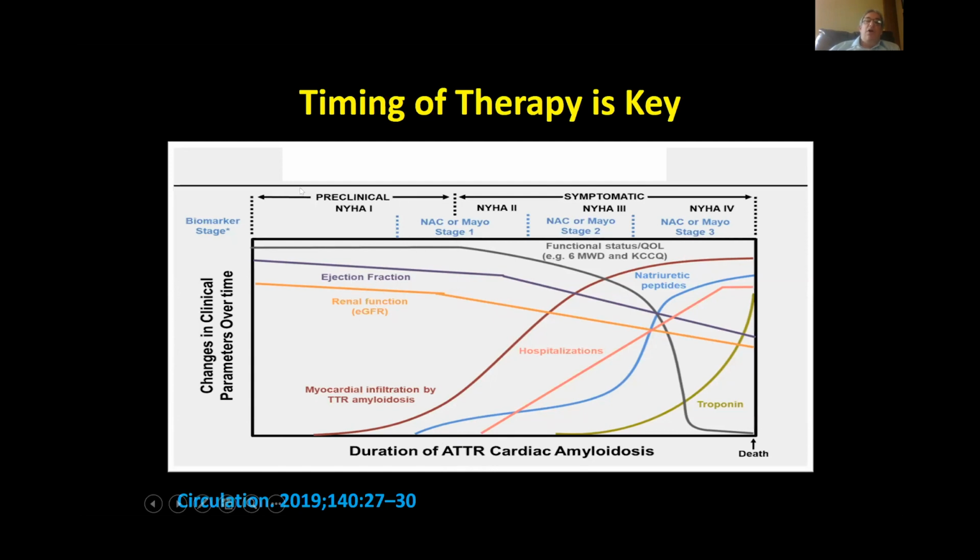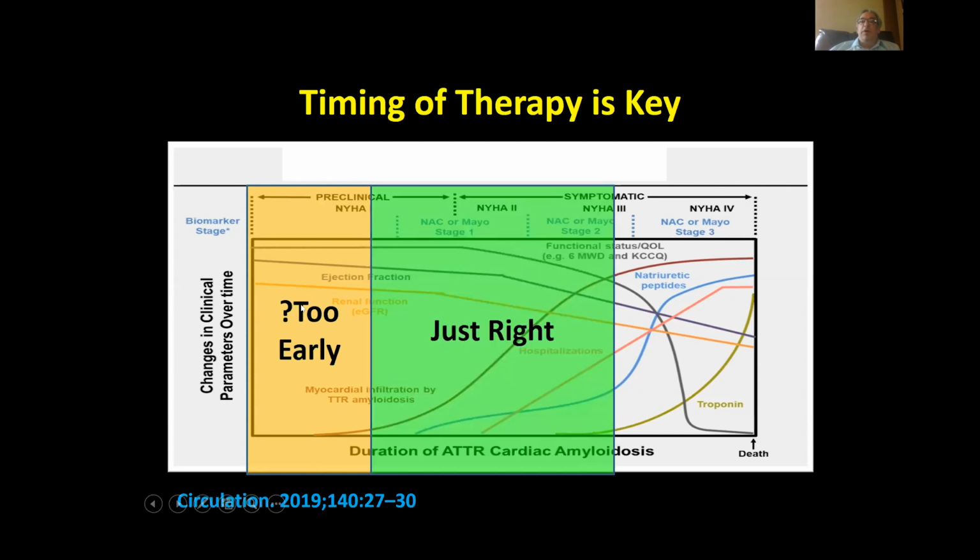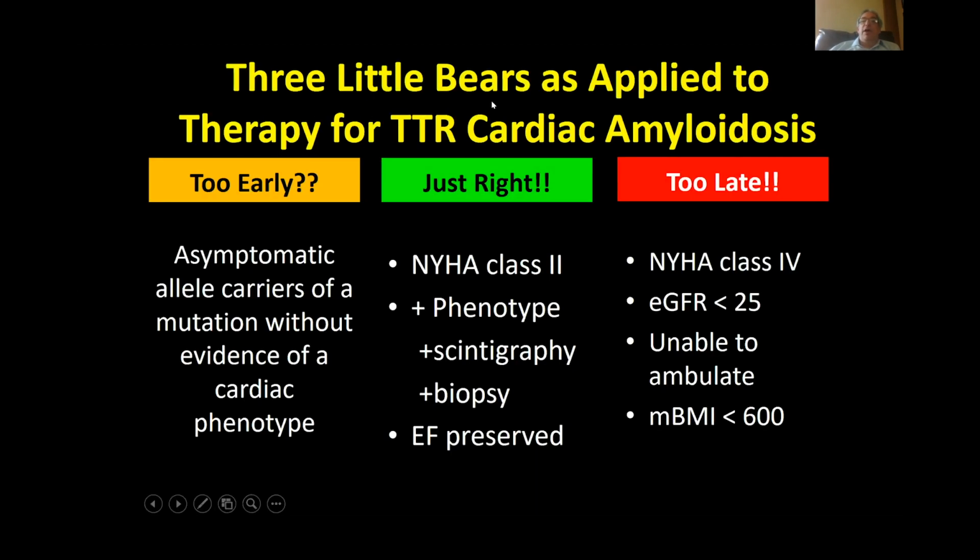And so there's a long, if you will, preclinical phase, and the New York Heart Association class is highly concordant with the various staging systems. And what we're beginning to realize is that there's probably a period of time where you wouldn't want to treat an individual because they're too early and we're not sure they're going to develop a phenotype, because we don't know the penetrance. There's an ideal period, if you will, of just right. And then there's a period where patients are too far advanced, at least for what we know regarding stabilizer therapy. So this is my, if you will, 3 little bears analogy to the therapy for ATTR amyloid.